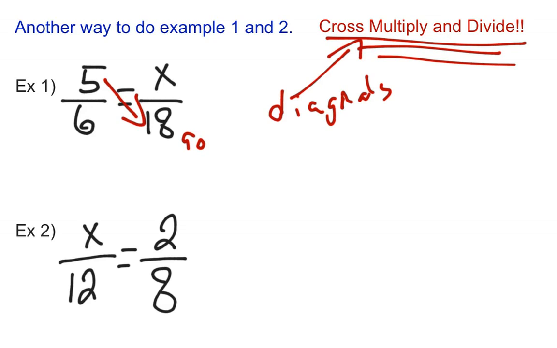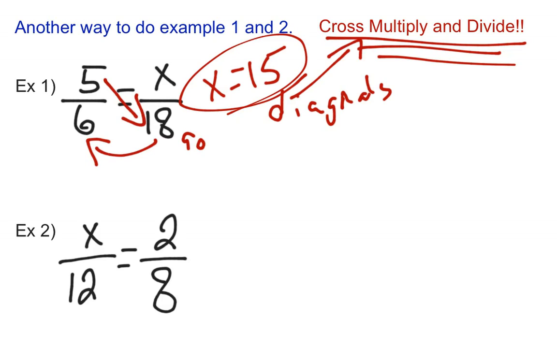Okay, and then it says divide. Well, we divide after we get that 5 times 18 is 90. Then we're going to divide by that other number that we haven't used yet. We haven't used the 6. So now I'm going to do 90 divided by 6. And then that's what's going to give me x has to be 15, because 90 divided by 6 is 15. So you're always going to multiply the diagonal, divide by that third number that's left. Okay? If you guys want to pause the video and try example 2 on your own, go right ahead.